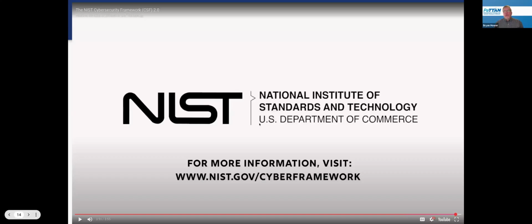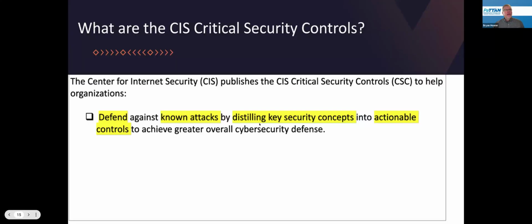So I think one of the things that's key in this video that came out was that it's a roadmap. And the framework is a roadmap of how to handle your cybersecurity issues when they come up. And I think that's a good way to remember the NIST framework. So then the next is the CIS critical security controls.